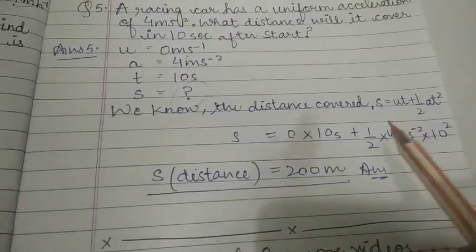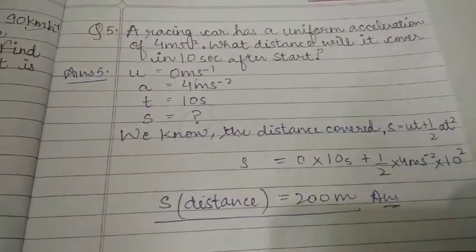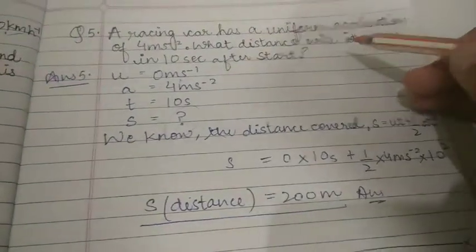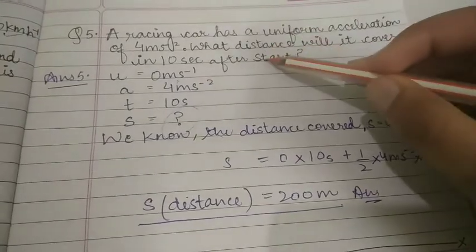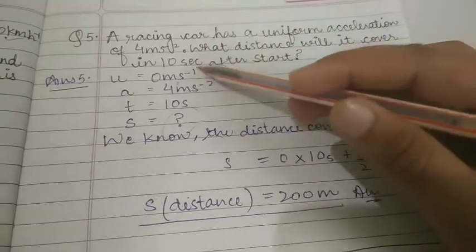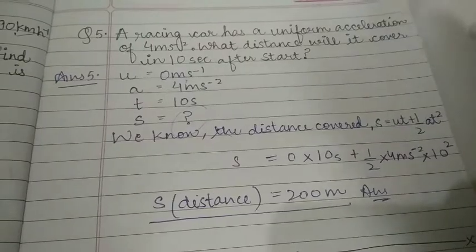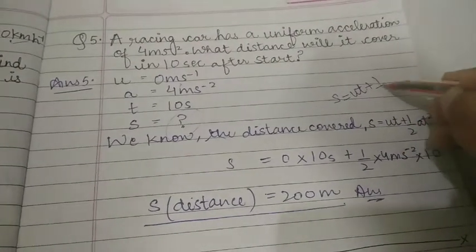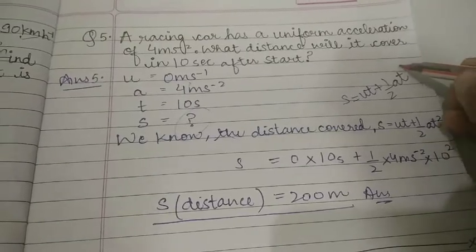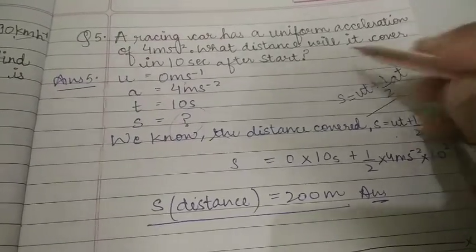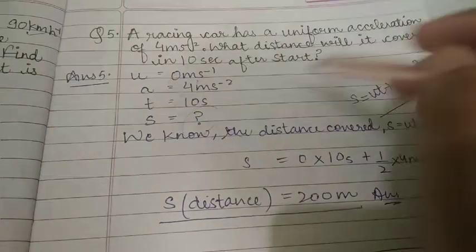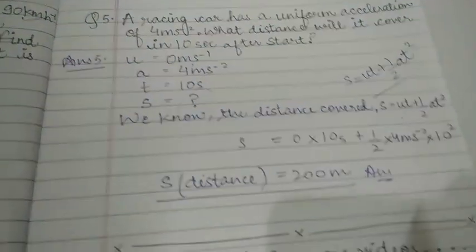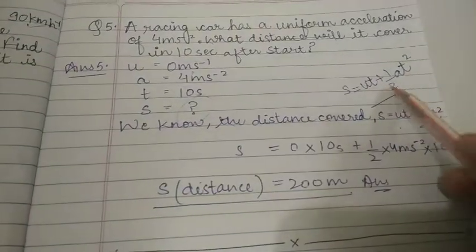So for finding the distance, how much it has covered, we always use the formula S is equals to ut plus half at square. Always remember, whenever the question is asking how much distance it will cover in this much seconds or minutes or hours, you always have to use this formula, S is equals to ut plus half at square. Whenever it asks how much distance it has covered in 10 seconds, or any time is given, then always you have to use this formula.